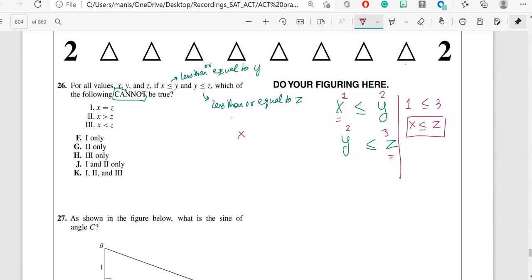Now the question says cannot be true. So what is going on over here? This is saying x is equal to z and x is less than 7. These two statements are true. So this means this is true and this one is true. Only this one is false. It means cannot be true. So this means G is the answer choice for question number 26. So this is the correct answer for this problem.